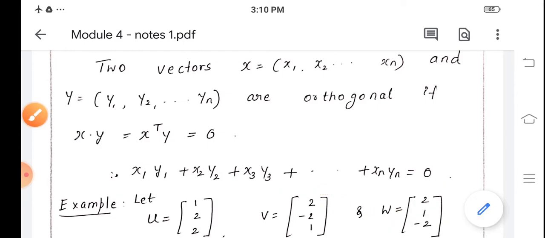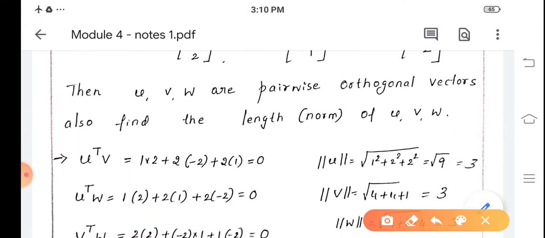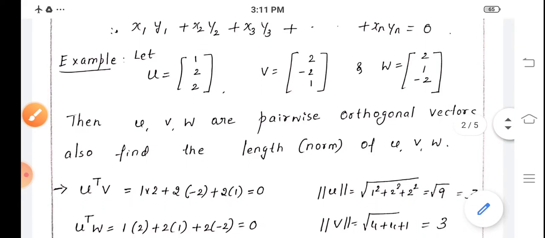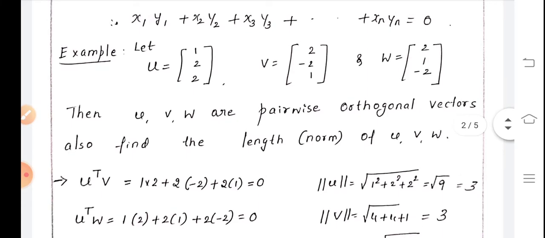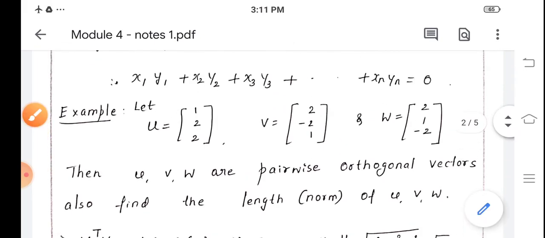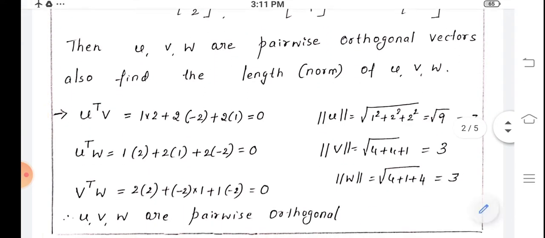To understand the definition of orthogonal vectors, let us see one example. Here we take vector u equal to 1, 2, 2 and v equal to 2, minus 2, 1 and w equal to 2, 1, minus 2. So here if I find the inner product of u and v, that is u transpose v, u transpose v is 1 into 2 plus 2 into minus 2 plus 2 into 1. That will be equal to 0.